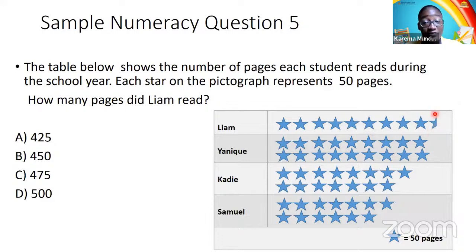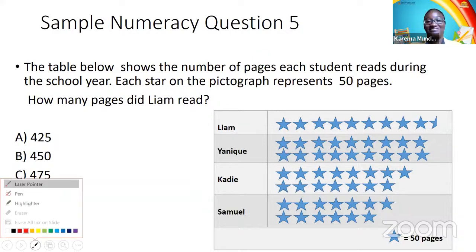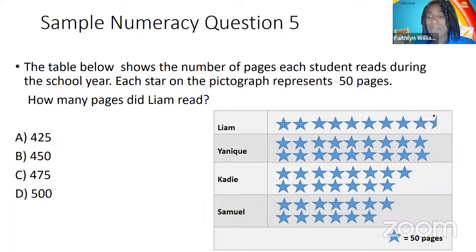Well, it's certainly not 50. I hear somebody say it's a half a star. So if it's a half a star, what's the value of that half a star? If one star is 50, the chat is blowing up with 25. So if one star is 50, then half a star is 25. So we're agreeing that this star here is a half a star, and if it's half a star, then it is half of the 50 that's there. And half of 50 is really 25.